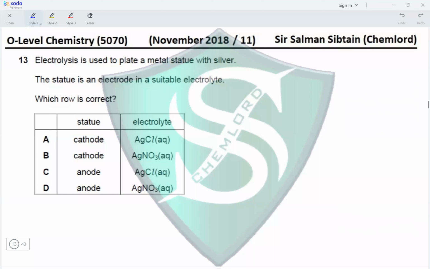Question 13. Electrolysis is used to plate a metal statue with silver. The statue is an electrode in a suitable electrolyte. Which row is correct? Now, we have to plate the statue with silver. So, in order to plate it with silver, that means silver ions must reduce and form silver metal on the statue. That means the statue must be the cathode, which eliminates options C and D, and the electrolyte must be a soluble salt of silver. So silver chloride is not a soluble salt, silver nitrate is a soluble salt.